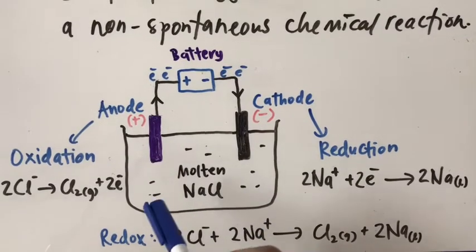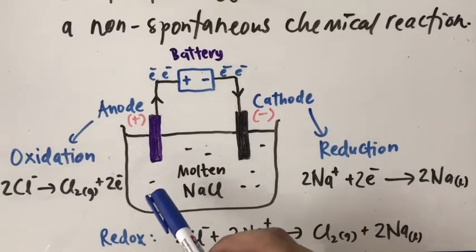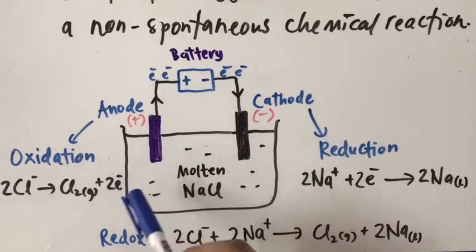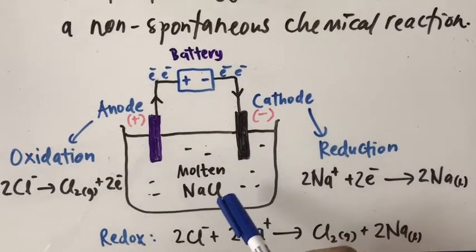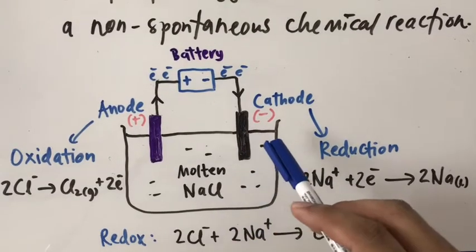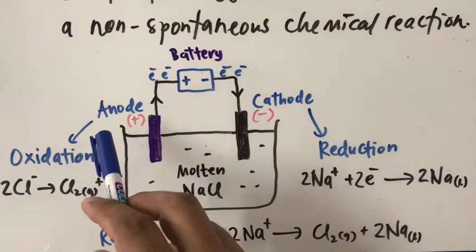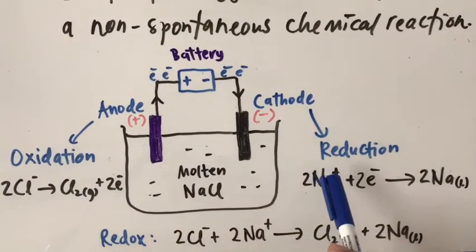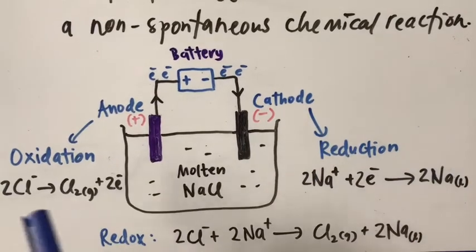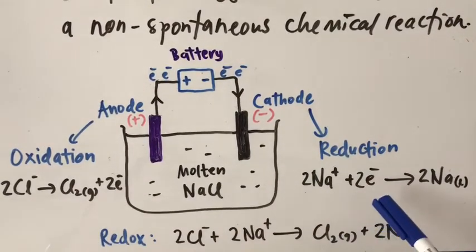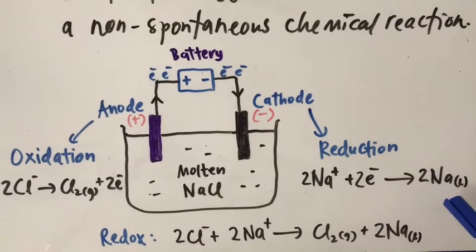The negative anions, which are the chloride ions, will be attracted to the anode terminal, and then at the cathode, the sodium cations will be attracted to the cathode terminal. At the anode, an oxidation process occurs, and at the cathode a reduction process occurs. Here chlorine gas is released, and in the reduction process sodium metal is produced.